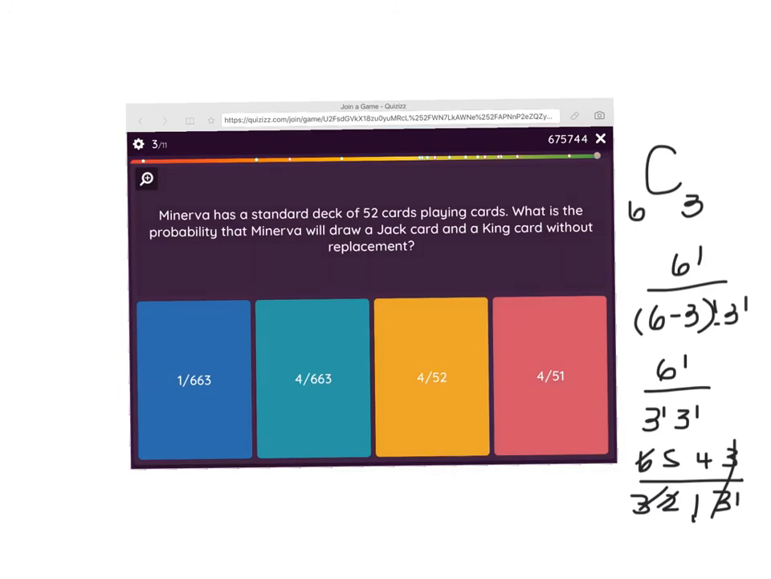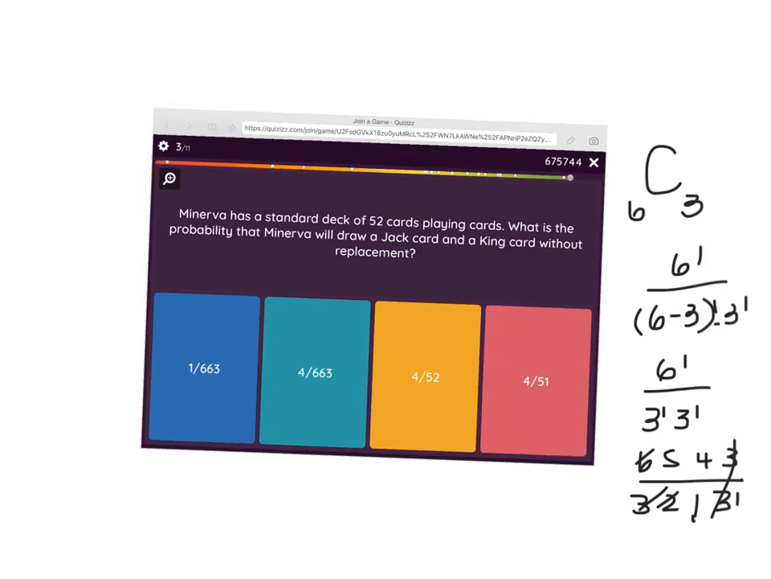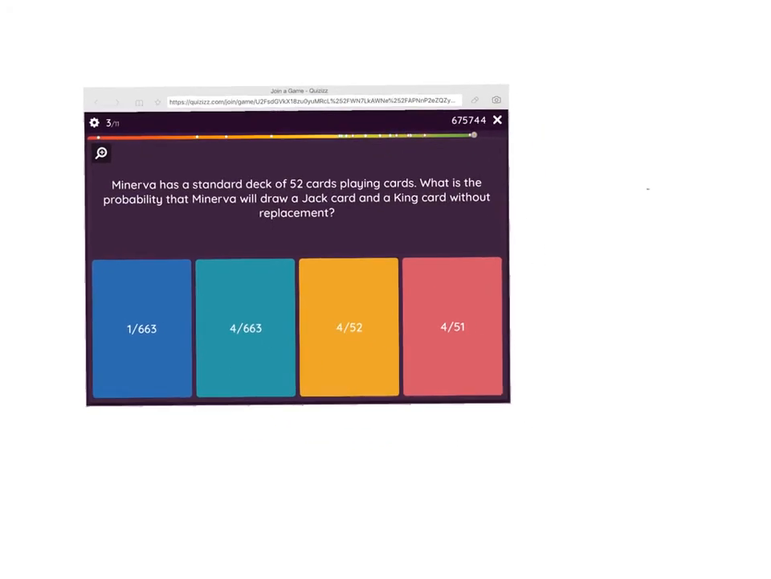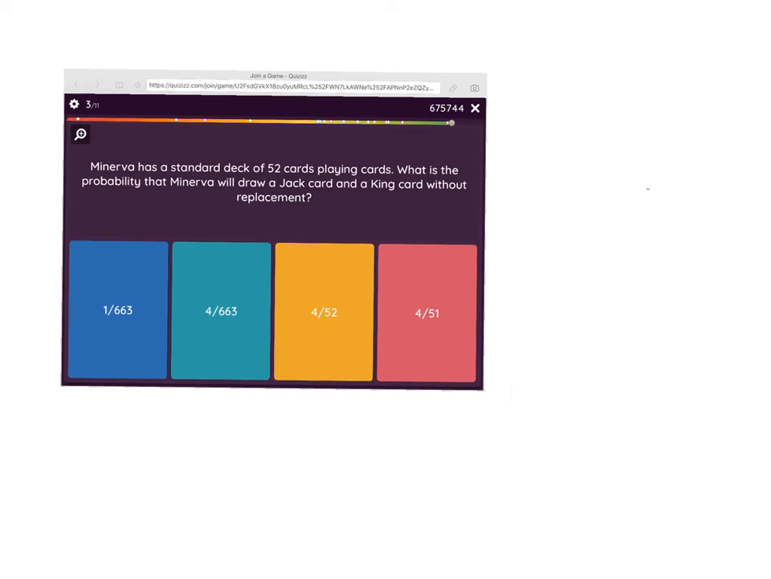Minerva has a standard deck of 52 playing cards. What's the probability that Minerva will draw a jack card and a king card without replacement? So remember the words that are important are "and" or "or," right? Which one is this? That's an "and," which means what when I get the probability? "And" is multiplying. And then the second important part is to figure out if there's replacement or not. Is there a replacement? No, so this is an "and," which means multiplication.